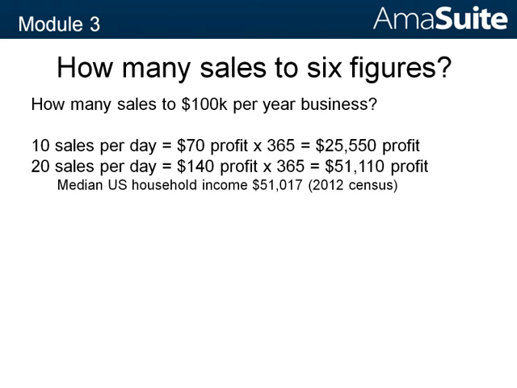And that actually just happens to be just above the median U.S. household income for the 2012 census. Now, the government's always behind a little bit on those, but median household income of $51,000, and with one single product selling 20 sales per day, you could be doing more in profit than that.